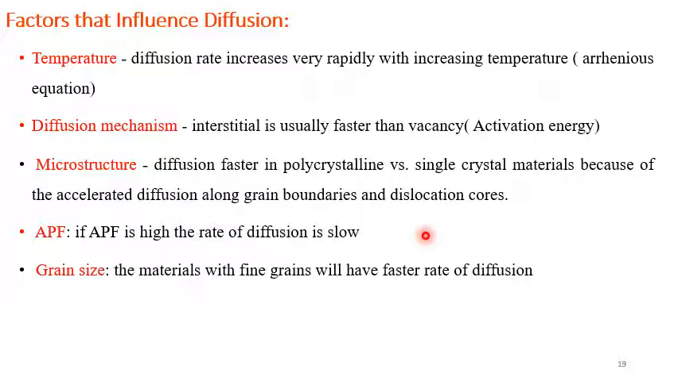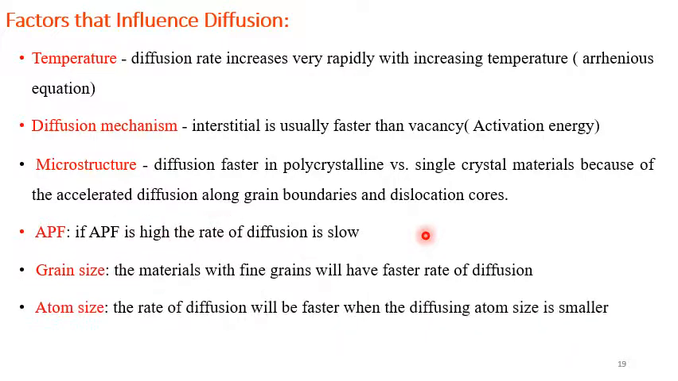Then the grain size. If it is a fine grain size, we'll have a faster rate of diffusion. With a larger grain size, the atoms have to diffuse through the grain boundaries. With a fine grain size, the number of grains is more, so the grain boundaries will be more, and atoms can easily pass through those boundaries, so the diffusion rate will be faster.